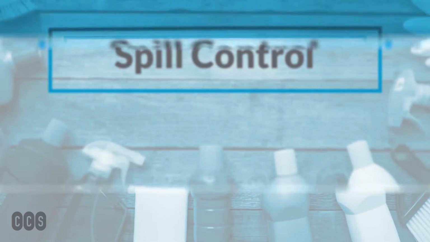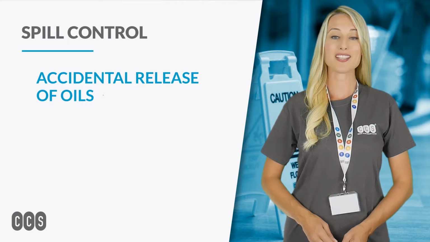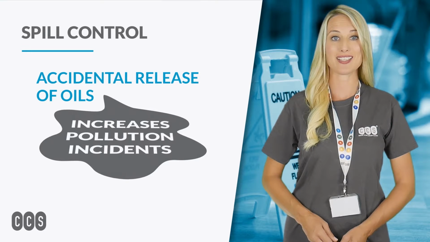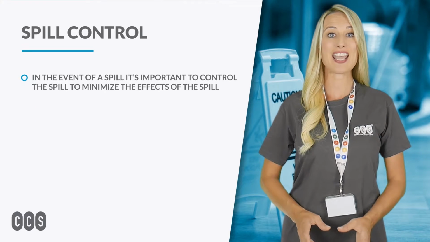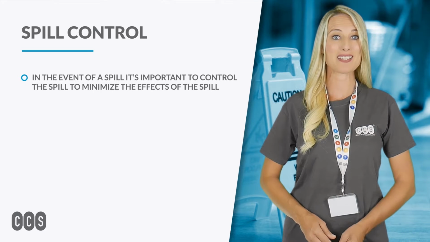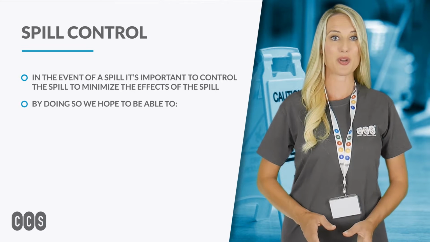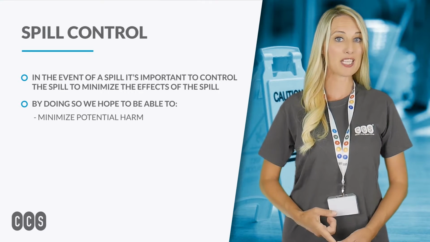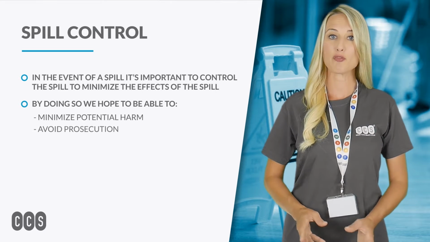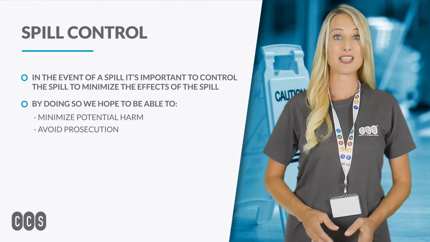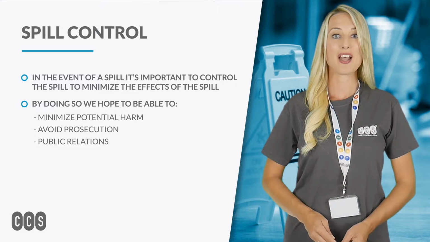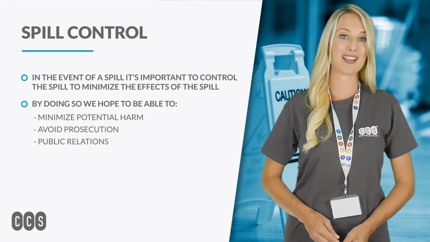Spill control. The accidental release of oils and other chemicals from the working areas gives rise to a significant number of pollution incidents each year. Many spillages can be prevented. In the event of a spill, it's important to control the spill to minimize the effects of the spill. By doing so, we hope to be able to minimize potential harm. Spills can spread quickly and damage the environment. Avoid prosecution. Fines and cleanup costs as a result of a spill can be expensive. Public relations. Avoid negative publicity for the company and clients.